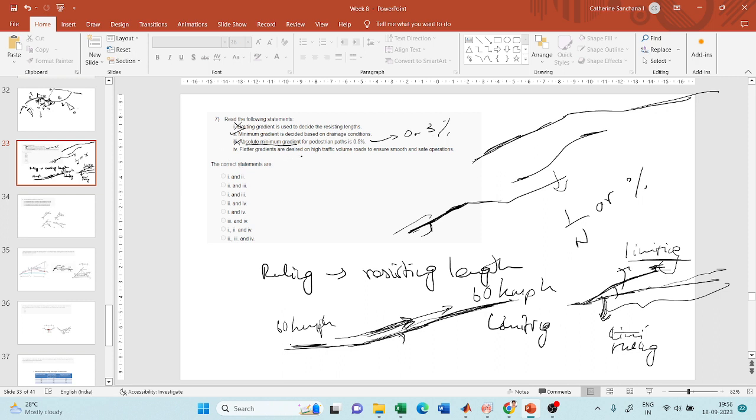Flatter gradients are desired on high traffic volume roads to ensure smooth and safe operations. So this, I actually wanted to show you those slides where these points have come, but I missed it. But just know that flatter gradients are provided for high traffic volume roads. So the answer to this is 2 and 4. Okay.